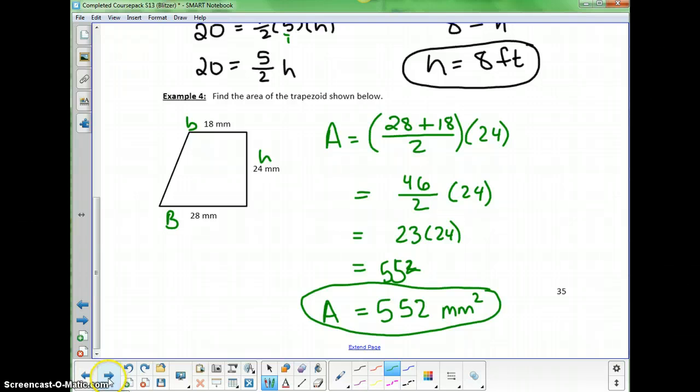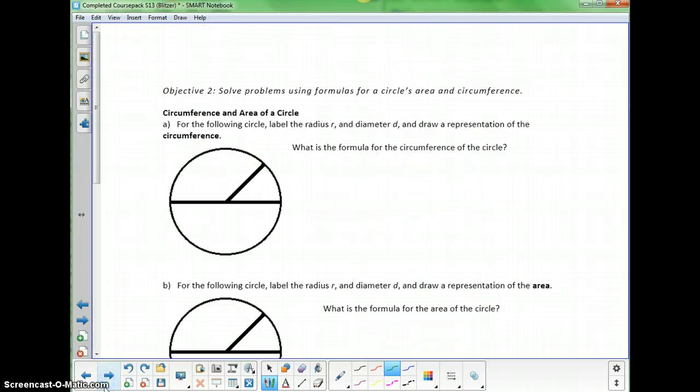Let's go to the next page. Alright, for a circle, we can talk about the circumference and the area. We're going to label each piece of this circle. So the circle has radius from the center to an edge. It has diameter, which would be across from one edge to the other. And its circumference is going to be similar to perimeter, the distance around the edge of this circle.